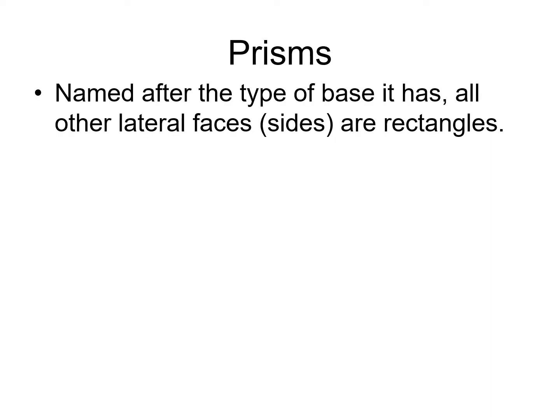Well, before we can talk about the surface area and volume of prisms, we first need to understand what a prism is. So prisms are named after the type of base they have. All of their lateral faces, or the sides of the prisms, are going to be rectangles. So when we're looking at these, we could consider a cardboard box. That would be a prism, okay? So we're thinking about something that can hold volume.